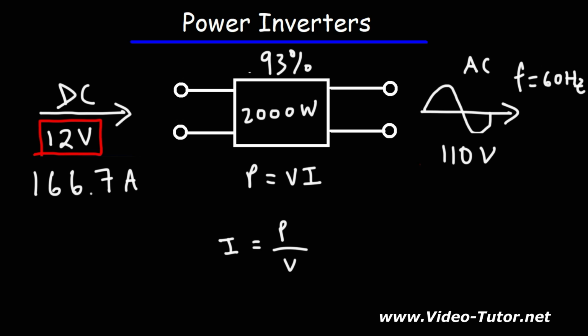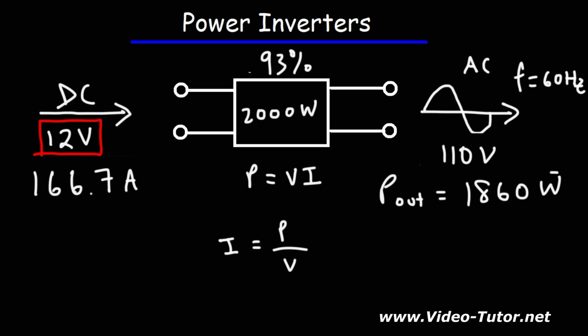Now going to the output, before we could use this equation, we need to calculate the power at the output, because not all of the energy is going to be transferred from the input to the output. We're going to lose 7%. Only 93% of that energy will be transferred. So we have 2,000 watts at the input. If we multiply that by 0.93, at the output the power is going to be 1,860 watts. We lost 7% of the energy that's coming in.